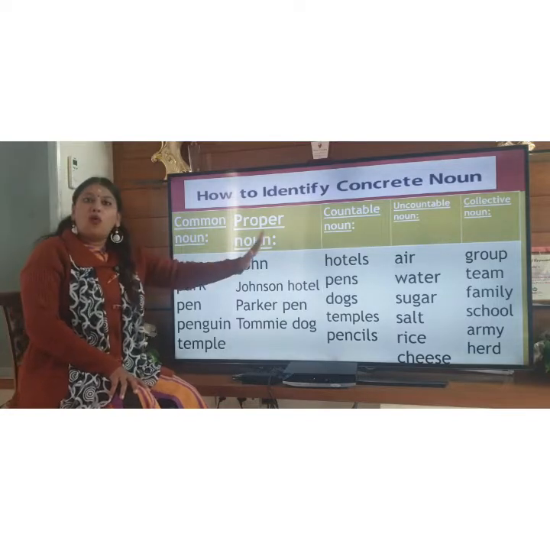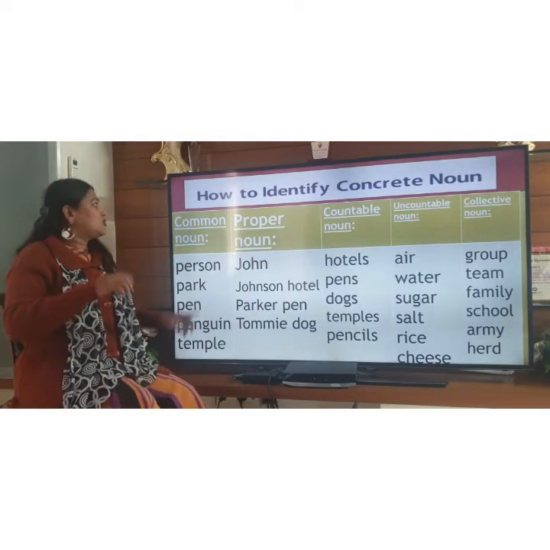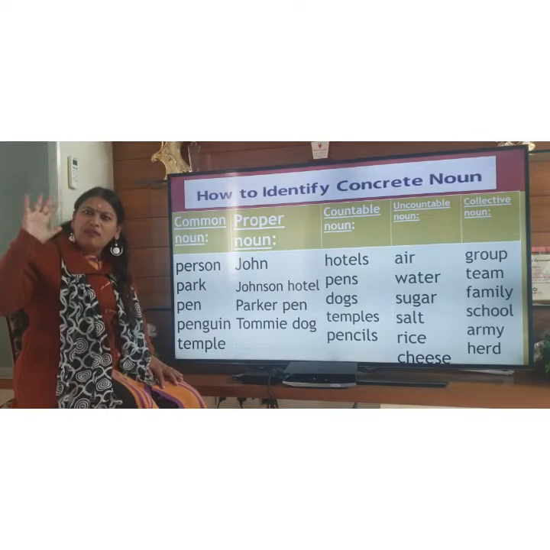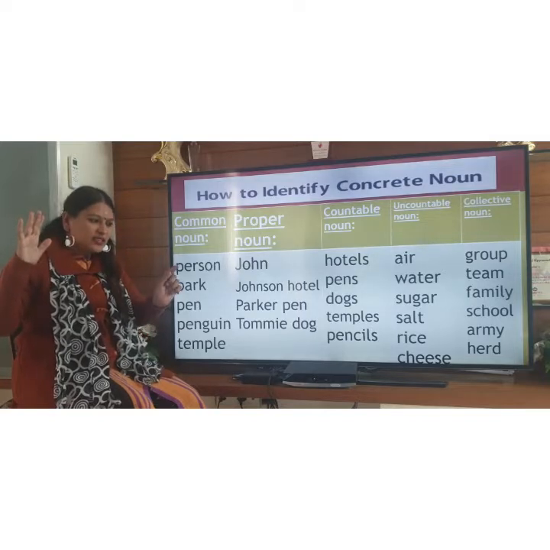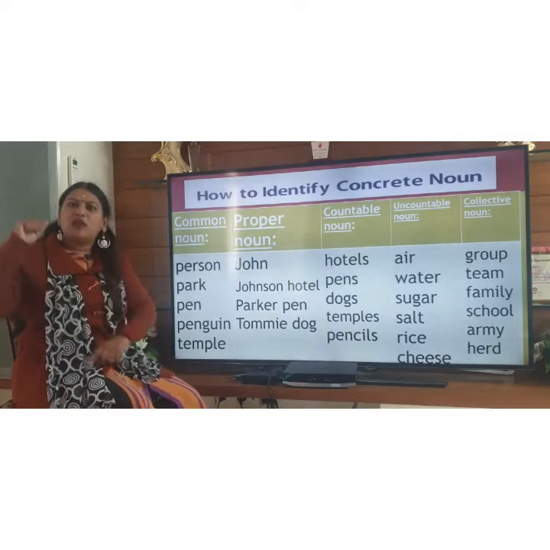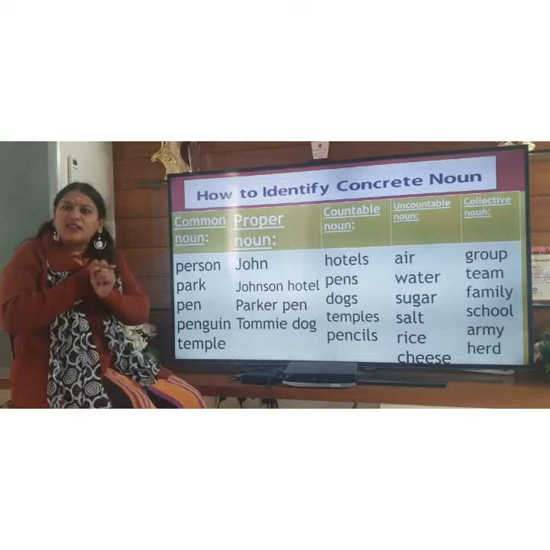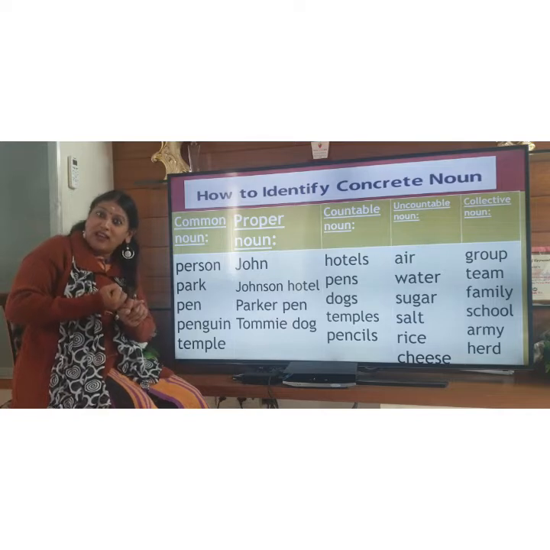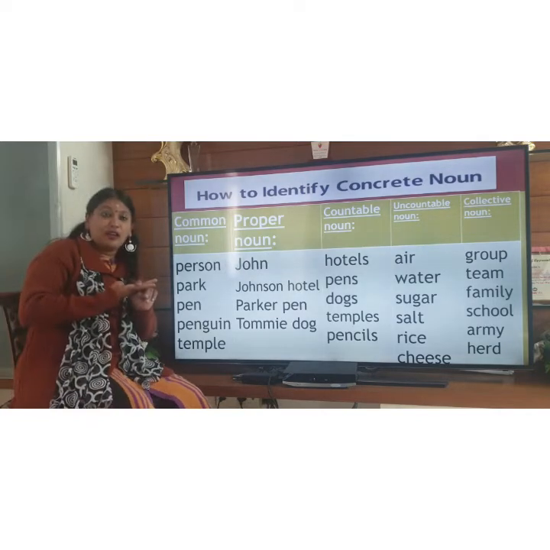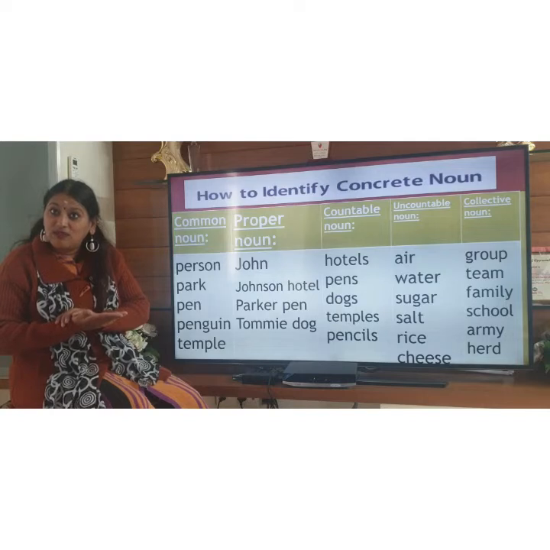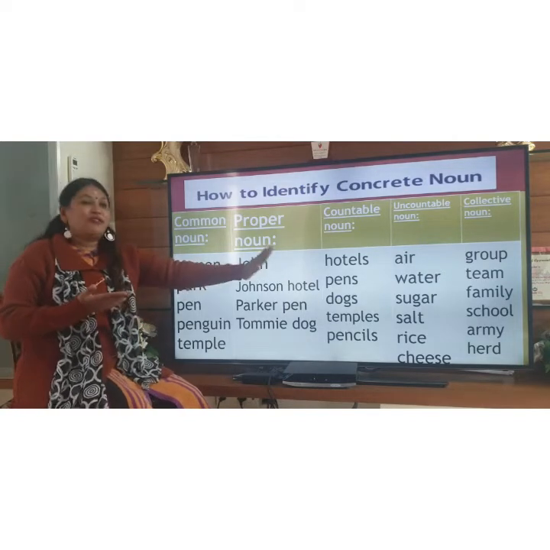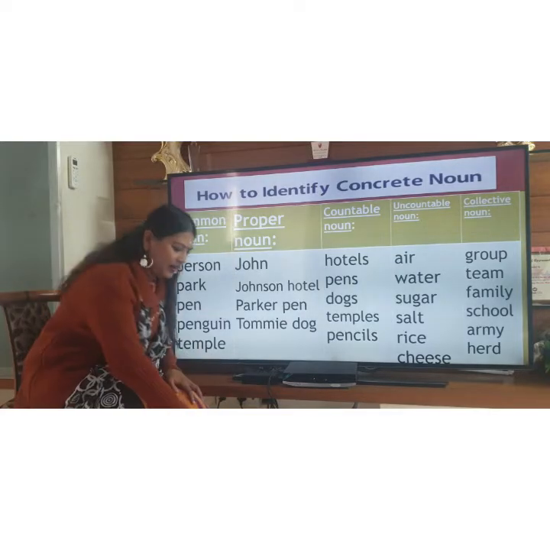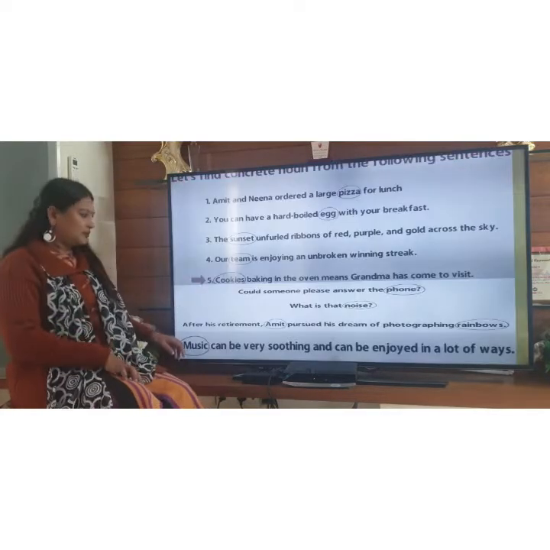So now what you need to remember, you just need to count these: 1, 2, 3, 4 and 5. Before coming to a conclusion that these are concrete nouns, you have to remember the 5 things. First, as we said, it can be a common noun, it can be a proper noun, it can be a countable noun, it can be an uncountable noun, or it can be a collective noun. Among these, if anything is there, then that's a concrete noun. Is it clear here? Come, let's go ahead and check with the examples.